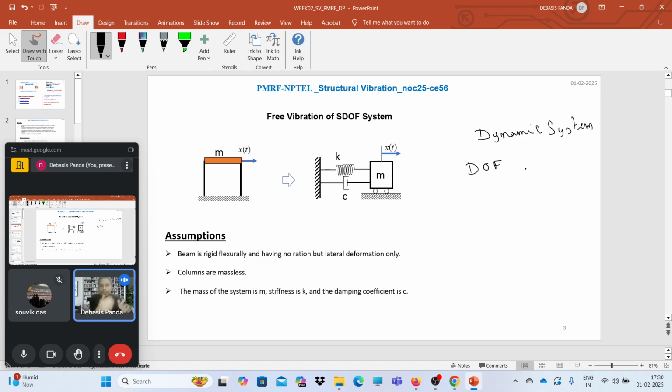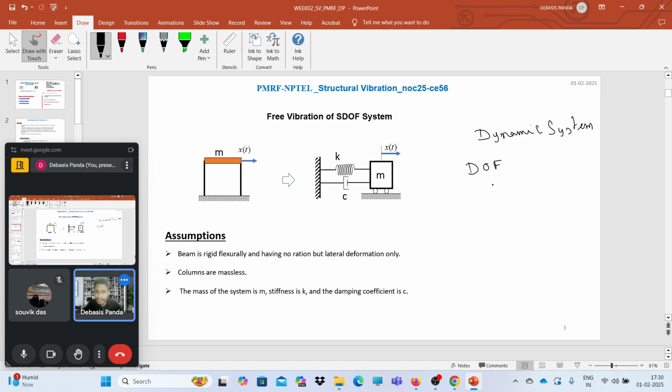Today we will go through the free vibration of a single degree of freedom system. Single degree of freedom means the mass can move only in the positive x or negative x direction. That means to define the position of the displaced mass, we just need one independent coordinate, and this is that displacement x.